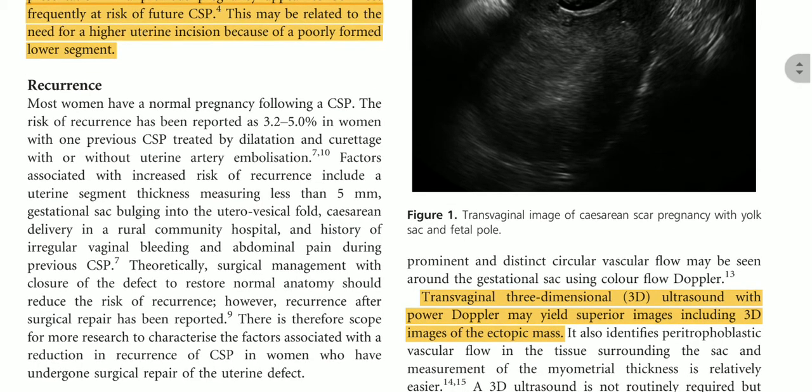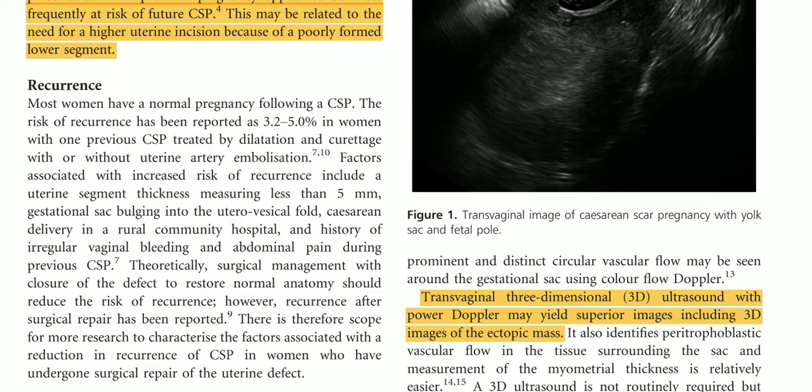Recurrence is 3.2 to 5%. Most women have a normal pregnancy following cesarean scar pregnancy. The risk of recurrence has been reported to be 3.2 to 5% in women with one previous cesarean scar pregnancy treated with dilatation and curettage with or without uterine artery embolization.